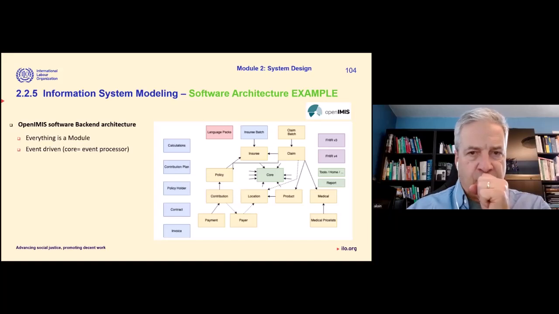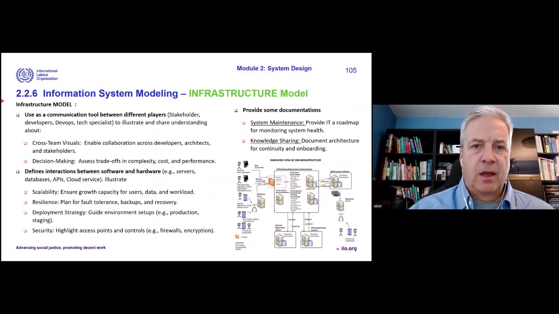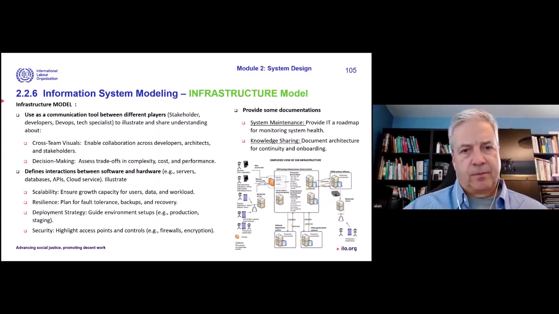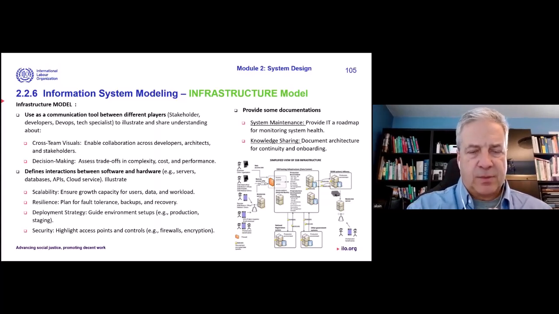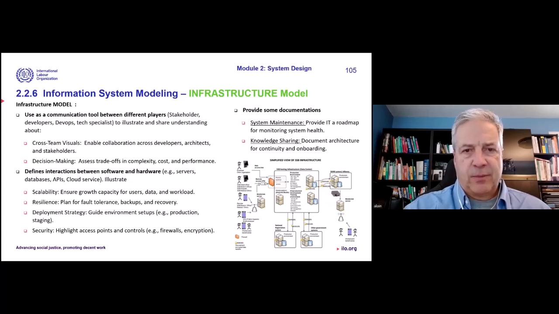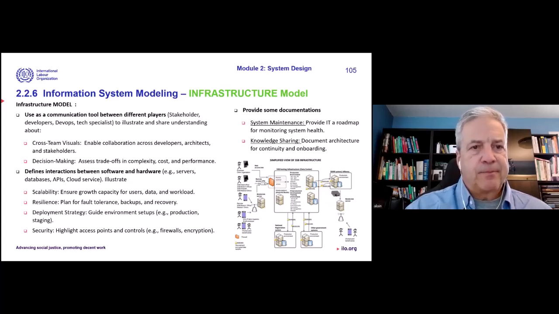So what we call software architecture, there are many types. And it's up to the software specialists and IT developers to use what they want.